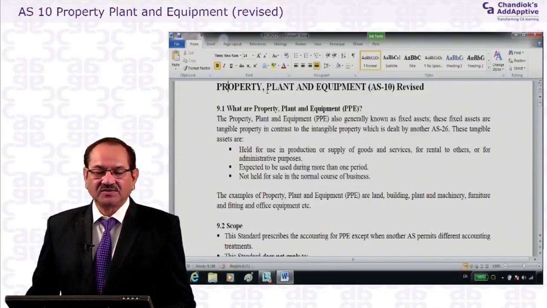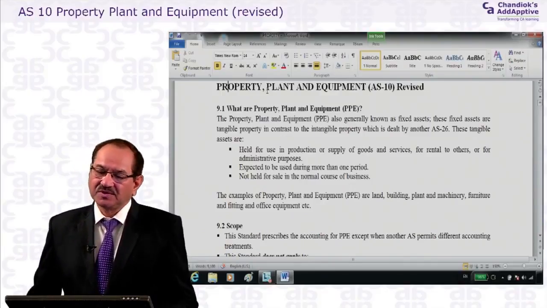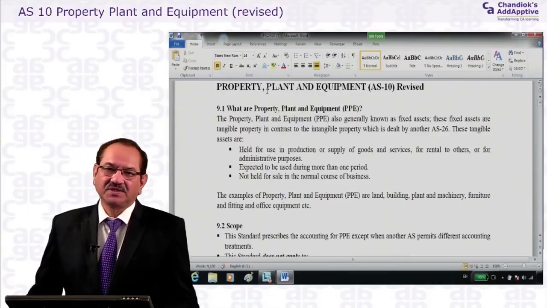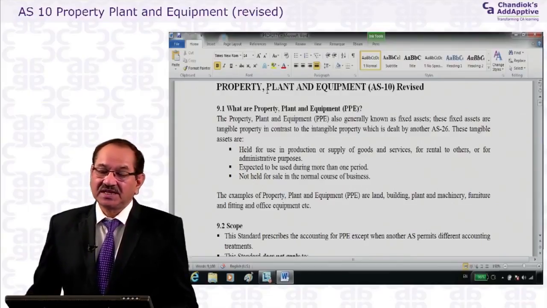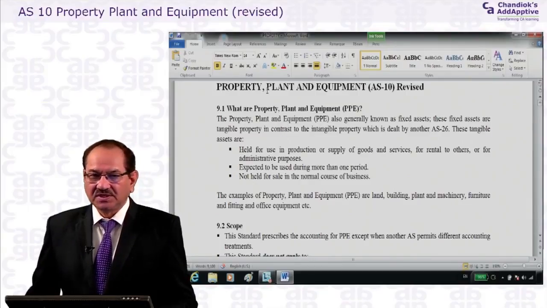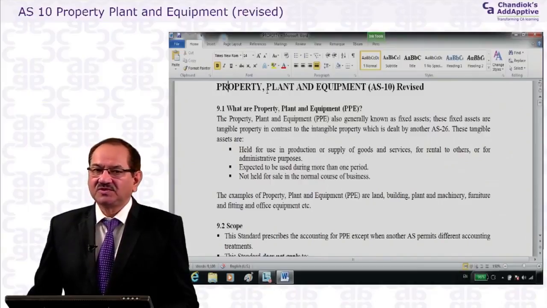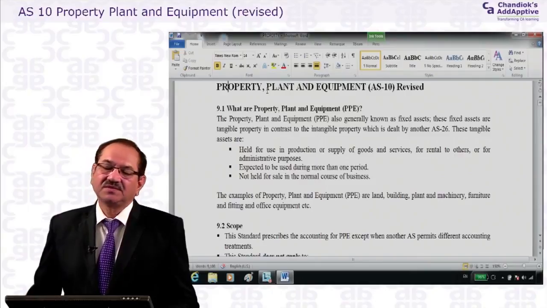Accounting Standard 10, which was earlier named Fixed Assets, will now be called Property, Plant and Equipment, and Accounting Standard 6 has been merged with Accounting Standard 10. Therefore, Accounting Standard 6 is no more in the book and your syllabus because it has been withdrawn. It has been merged with the Property, Plant and Equipment standard.